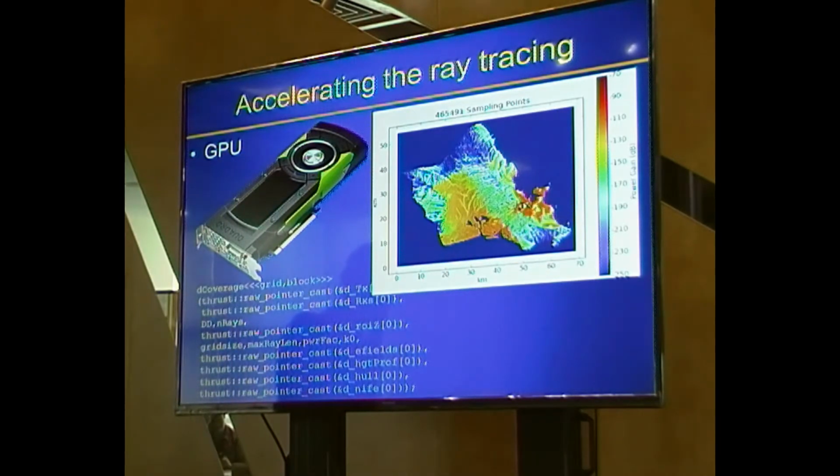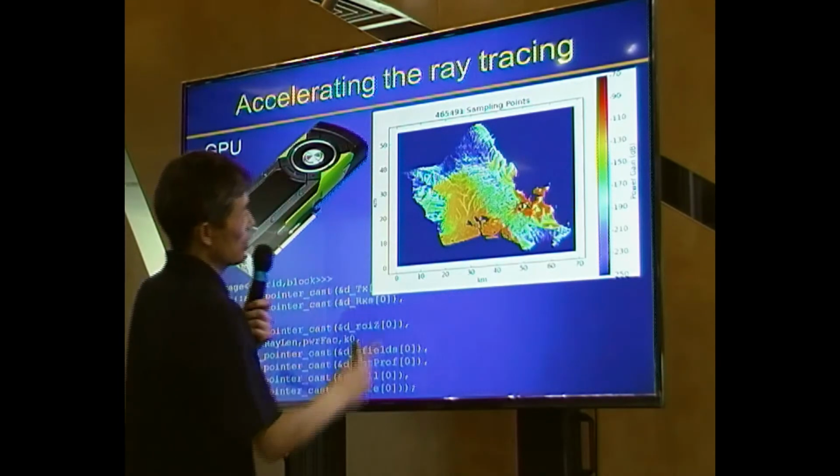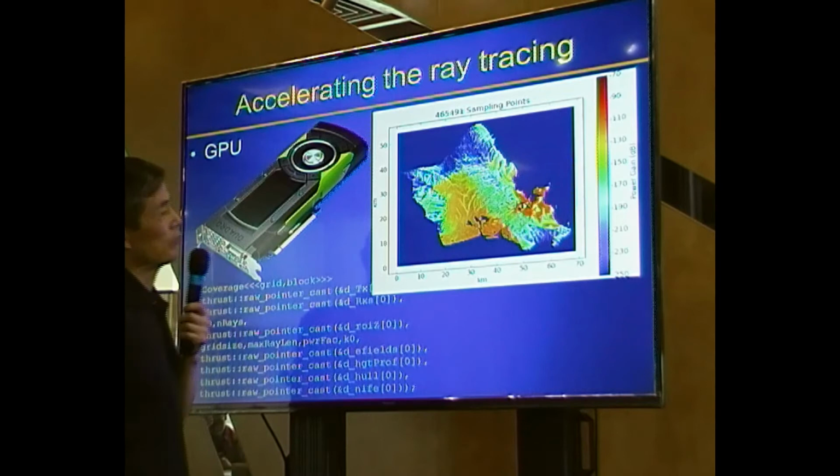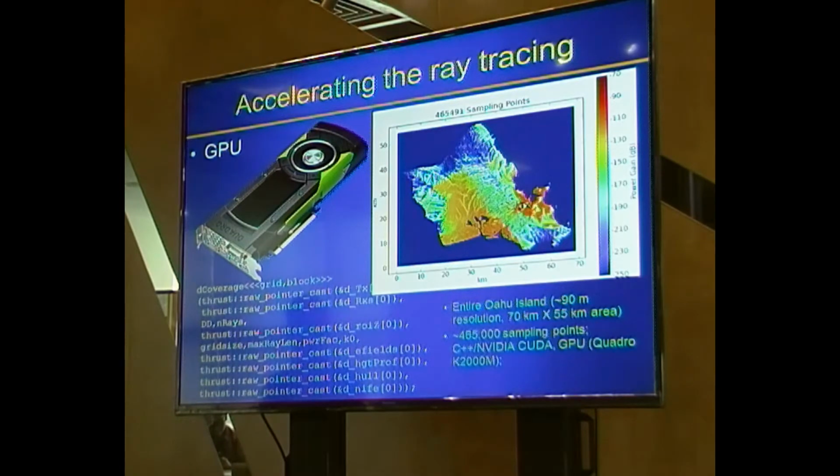So the entire Oahu Island, this area is about 70 kilometers, and this one is about 55 kilometers. So at that kind of scale, you can imagine how large it is. And using the ray tracing method, we're able to do that in a very fast way. Here, I just used this laptop. It's about 7 years old. The laptop is very aged here.